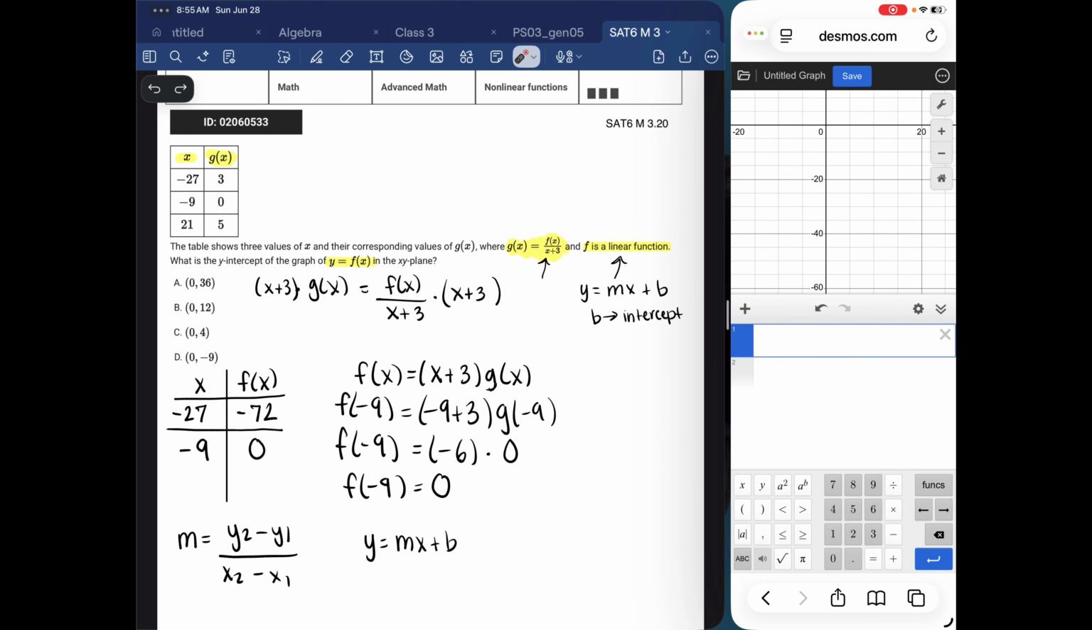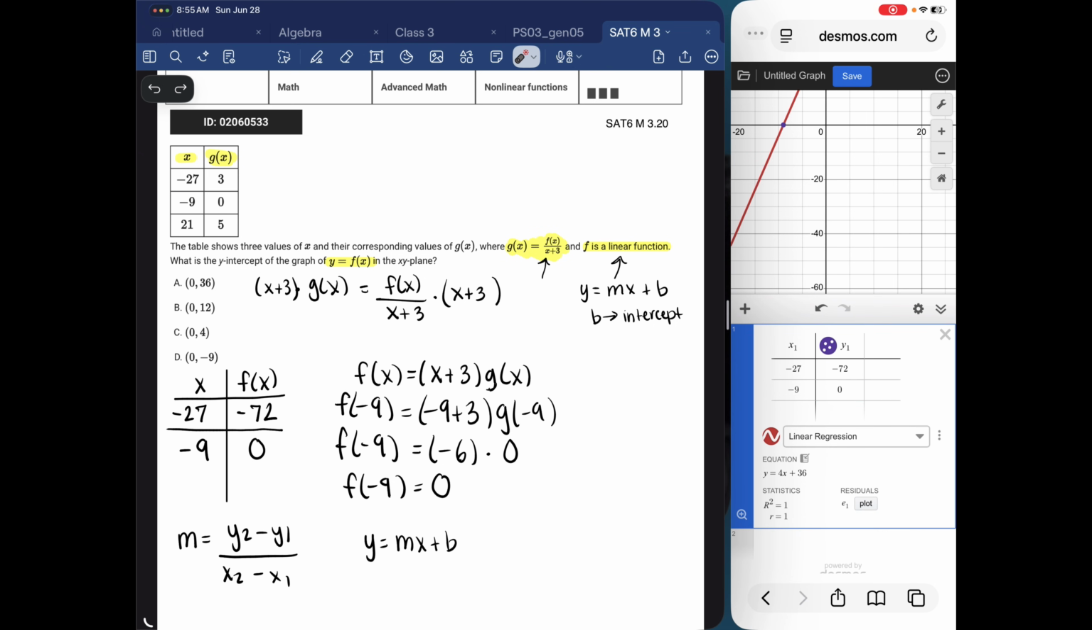So once you get your table, you can create your table in Desmos. Put in your f of x points, which are negative 27, negative 72, and negative 9, 0. You can hit the regression symbol over here. And the first function that it's going to regress is linear. And we're looking for our y-intercept. We know our y-intercept is represented by the b value, which is 36. So the correct answer choice is A.